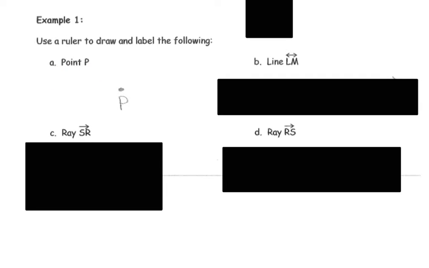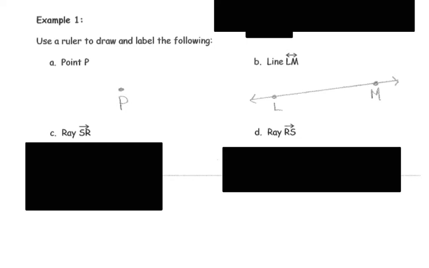All right, next one, a line LM. Notice a line should have arrows at the ends, so make sure you have arrows at the ends. And notice I asked you to label it with the letters L and M. Next one, a ray. A ray only has one arrow and one endpoint. Pay attention to the letters here. S is where the endpoint should be, and R is where the arrow should be.